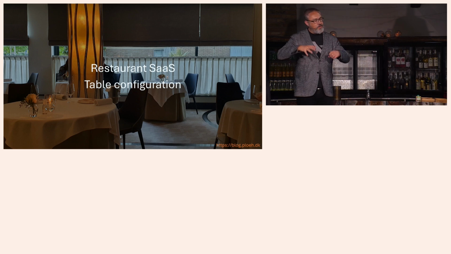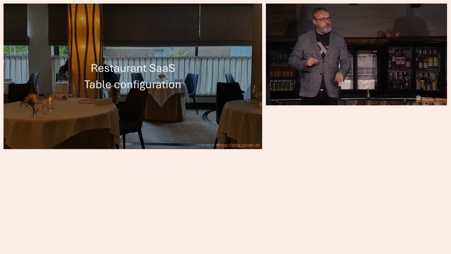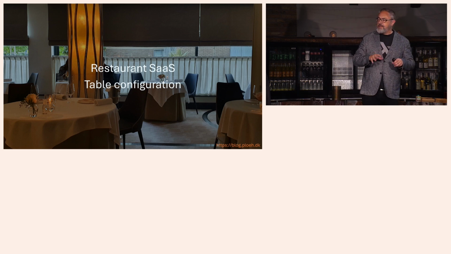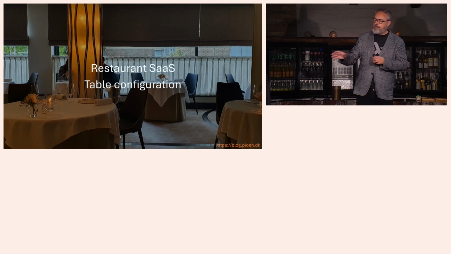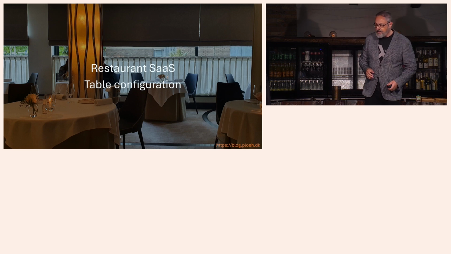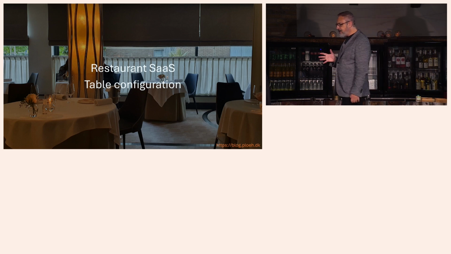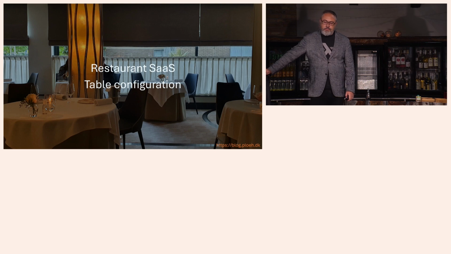Because if someone signs up to use this software as a service multi-tenant system that we have here, the person who administers that restaurant needs to tell us, I have this table and that table and so on, so we can know whether we can accept reservations and so on. And to make the problem a little bit more interesting, we're going to distinguish between 2 different kinds of tables.